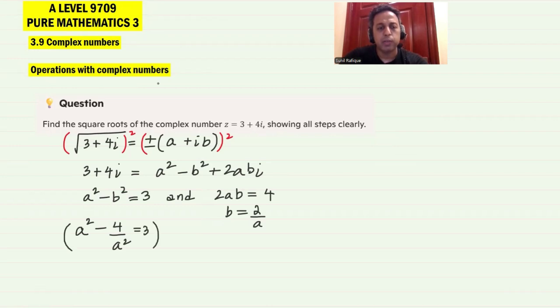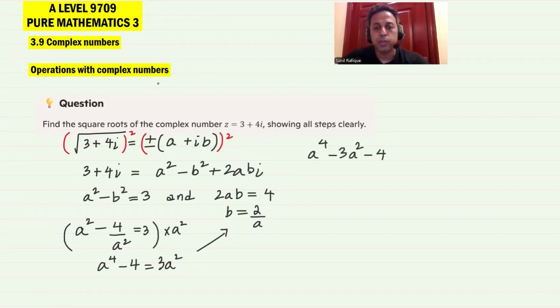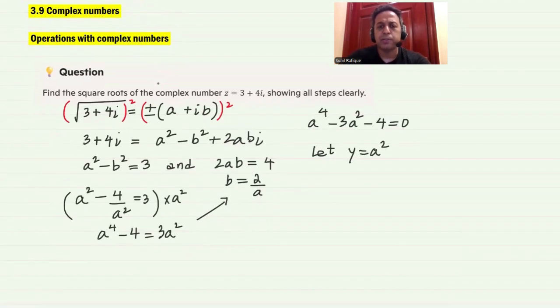Now you can multiply the whole equation by a squared to make a fourth degree equation, which, just like in the earlier question, I solve using substitution. So I'm taking it up there, the step. a to the 4 minus 3a squared minus 4 equals 0. You can suppose anything. Let's say y equals a squared. You can suppose any arbitrary alphabet for this. So this becomes a quadratic equation now. y squared minus 3y minus 4 equals 0.